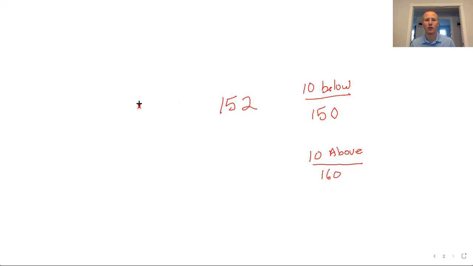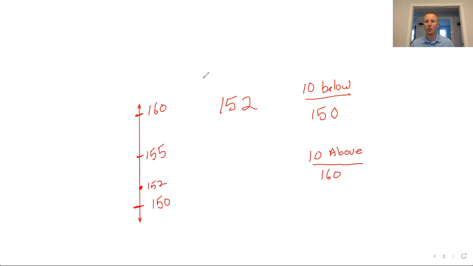And then we can still make a vertical number line for this. We'll put our 160 at the top. We'll put our 150 at the bottom. And again, we're just finding the halfway point between 150 and 160, which is 155. We'll put 152 on here.